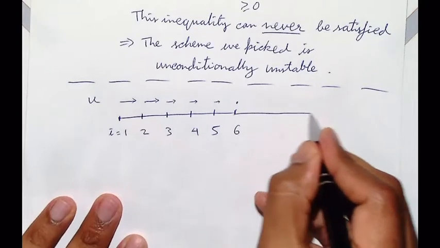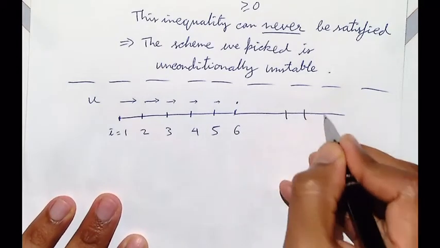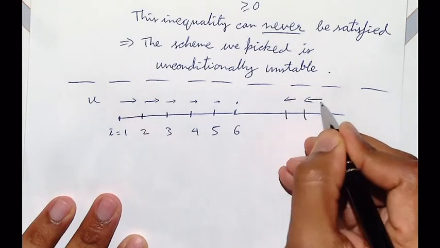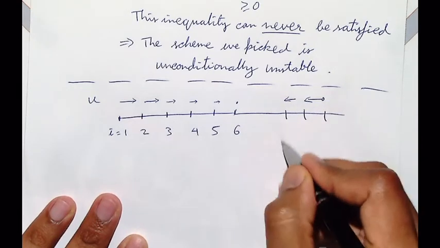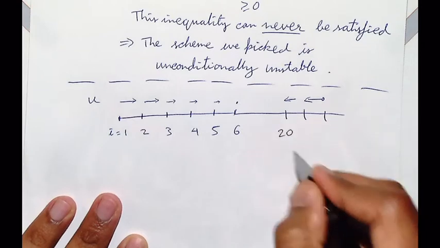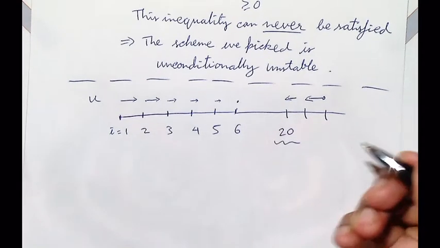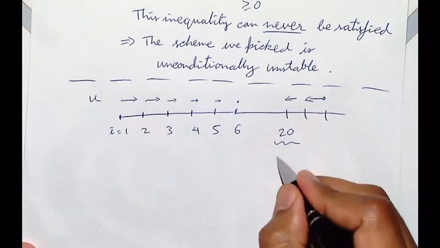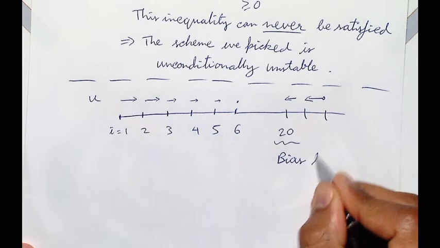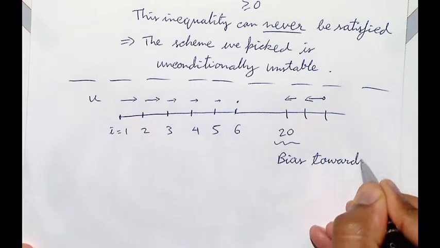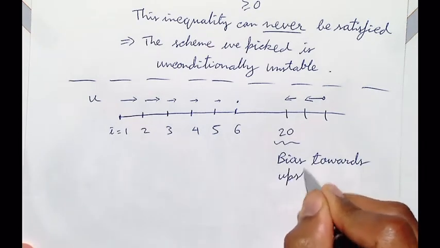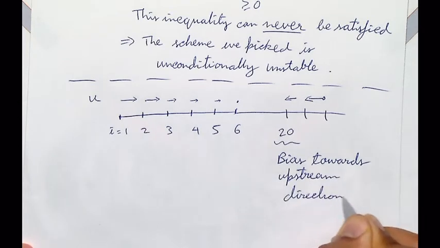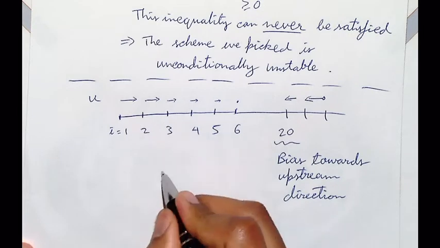If we keep going and we say that at some point the flow reverses direction, and now this is what we see. So let's say this is node number 20. So for node number 20, the information is coming from the right hand side. So we would bias towards the upstream direction. And there's a technical term for this, it's called upwinding.